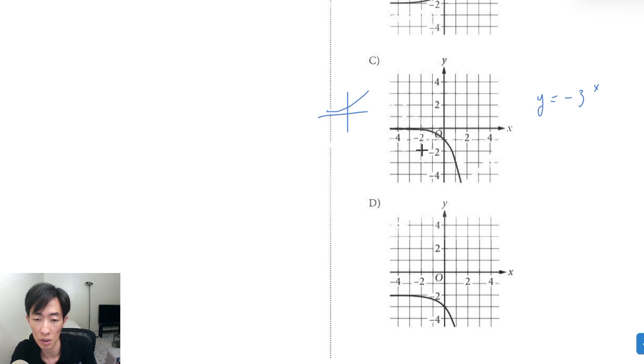Choice D, notice that D is the same as C except translated 2 units down. So this would be y equals negative 3 to the x minus 2. So C and D are out and the answer is going to be A.